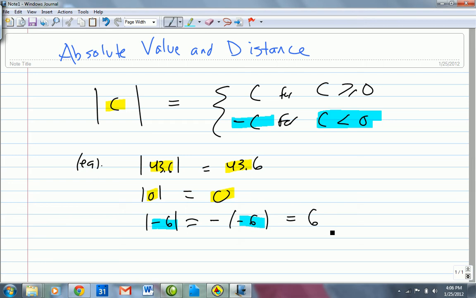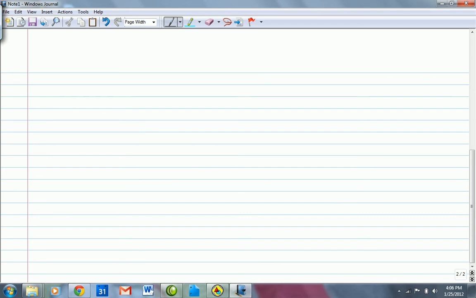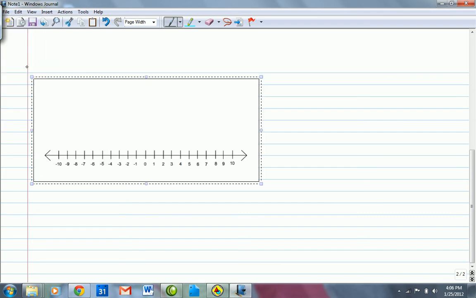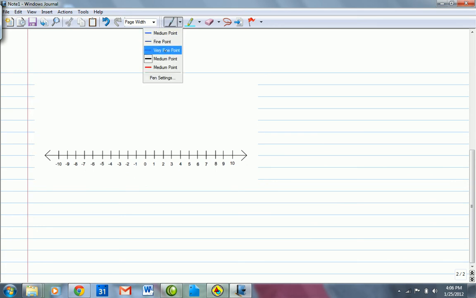Okay. Now, that said, we can use absolute value to think about distance. So let's take a look at a number line, and that's a nice little number line there. And let's put 2 points on this number line. Doesn't matter which ones. We'll take, say, negative 6 and 3. Okay, so what's the distance between those 2 points? Now we're talking about distance between 2 points on a line, not on a Cartesian plane where we might have to use, in all likelihood, the distance formula. But we're talking about distance between 2 points on a line.